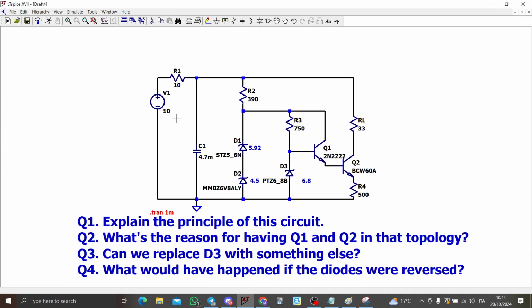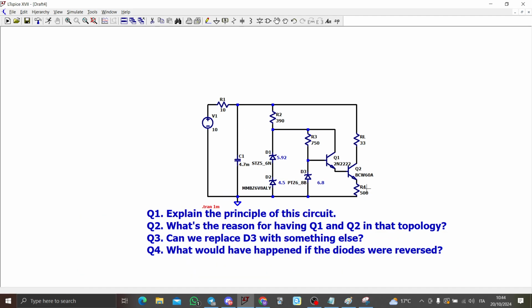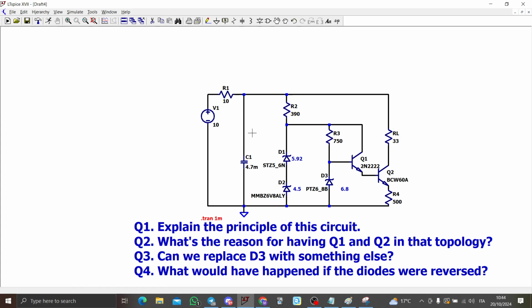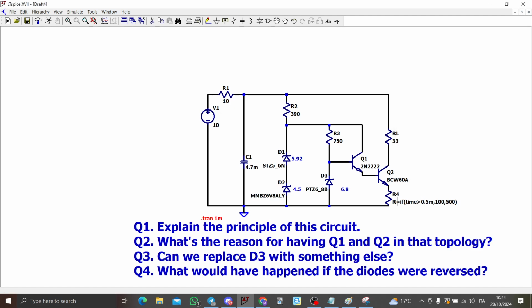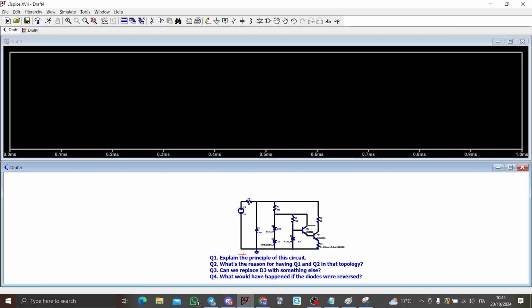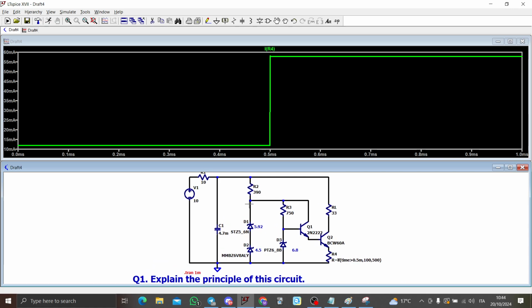Ah, yes, sorry. The last thing that we can say is how this filter is working. If there is a step load, if time is greater than 0.5 milli, then we have 600, else we have 200. The contrary, sorry, 200 and 100 and 500. We have a resistor step load like this. I hope that I wrote the if correctly. Okay, like this. So let's see.